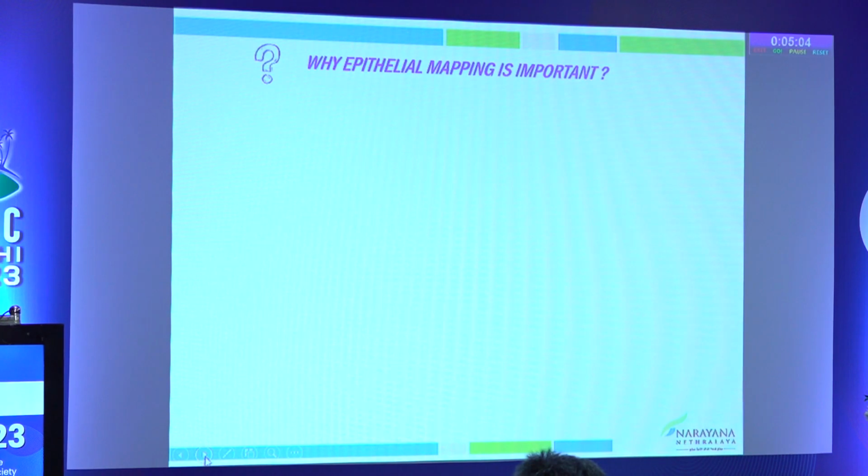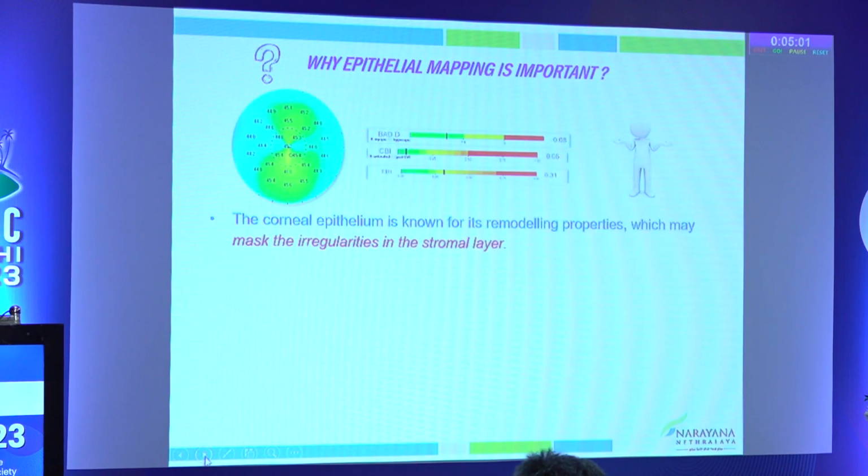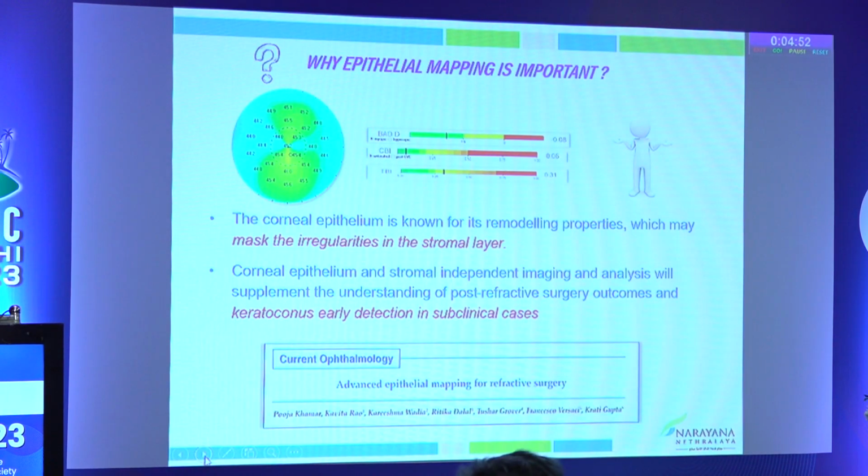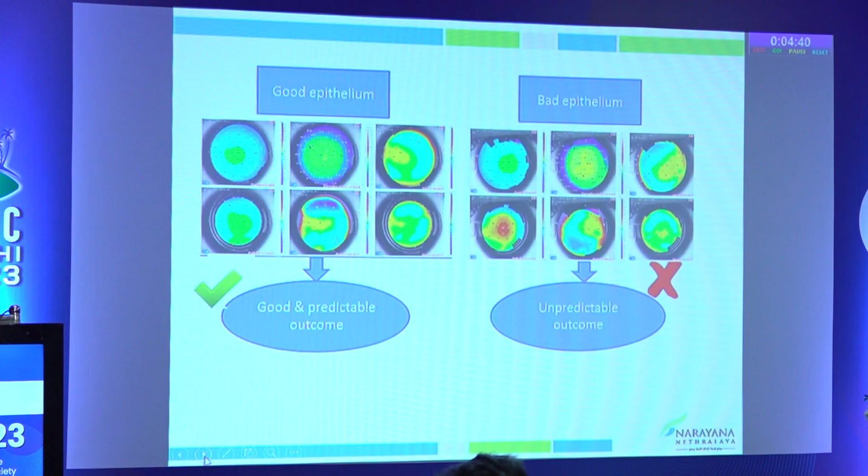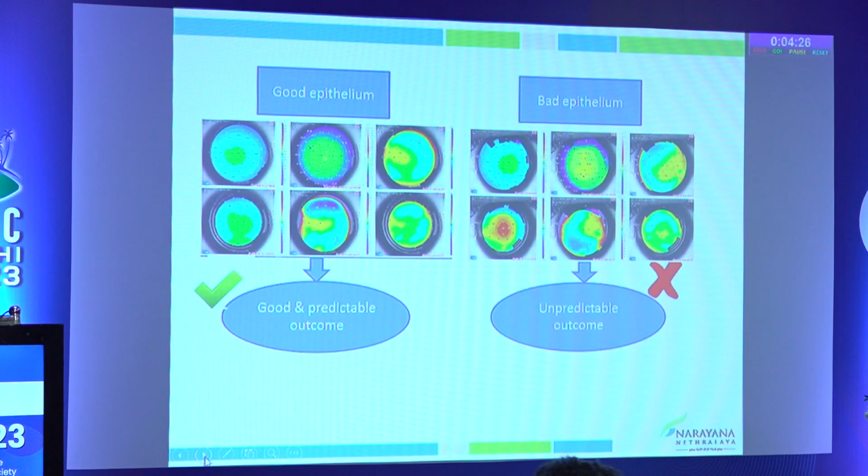So why is this epithelial mapping important? As we know, the corneal epithelium is known for its remodeling properties, which may mask the irregularities of the stromal layer. And corneal epithelial and stromal independent imaging and analysis will supplement the understanding of post-refractive surgery outcomes, as well as early detection of subclinical keratoconus cases. So what happens when we do refractive surgery in good epithelium versus bad epithelium? In good epithelium, after refractive surgery, we get good and predictable outcomes, while in bad epithelium, we get unpredictable outcomes, where the accuracy of the refractive surgery would not be there.